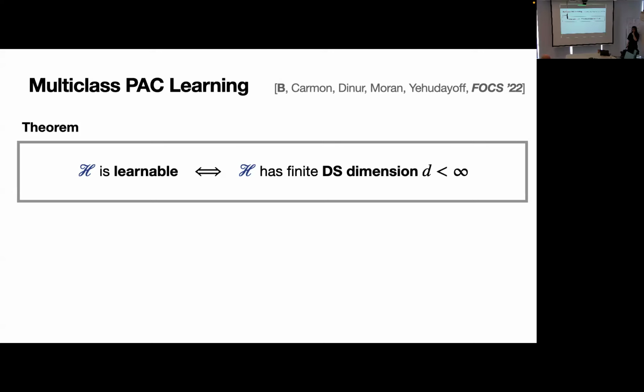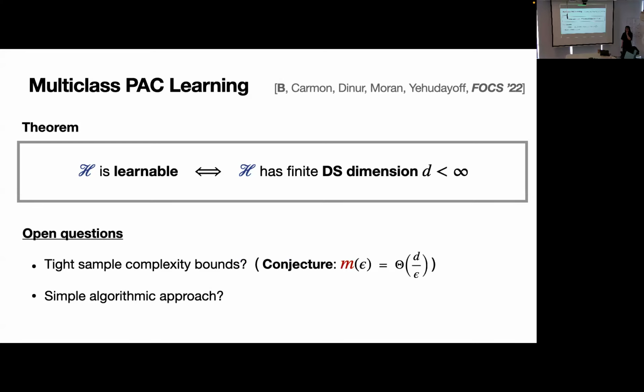Good. Let me point out two open questions in this context. The first one, maybe you noticed, when I showed you the sample complexity bound, there was a gap between the lower bound and the upper bound, a polynomial gap. The conjecture is that we have a bound of D over epsilon, similarly to the VC dimension, but that is still open.